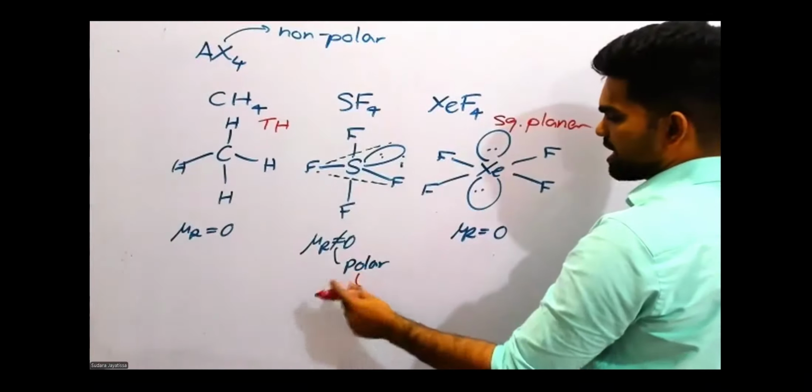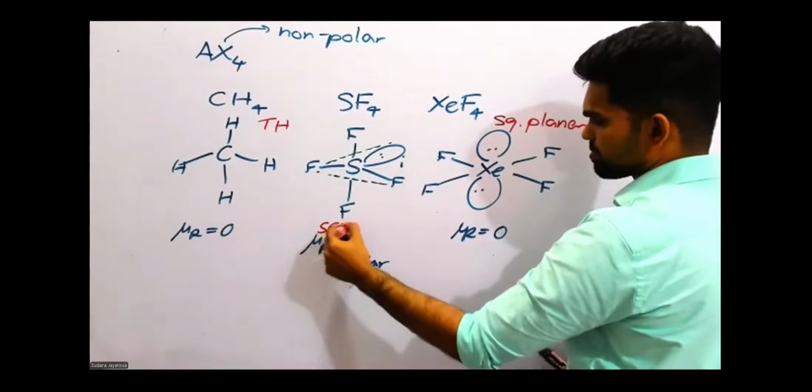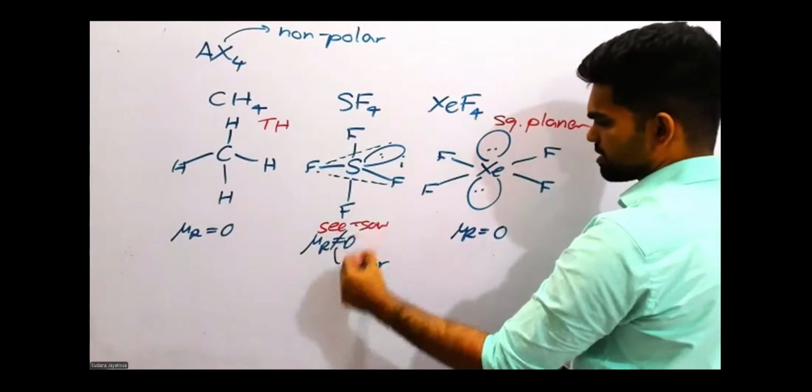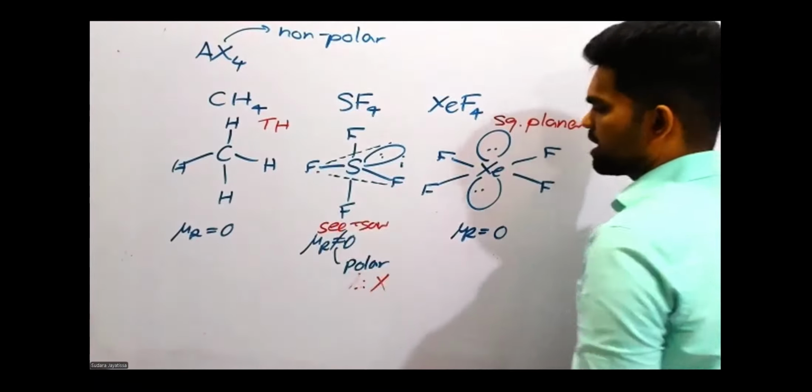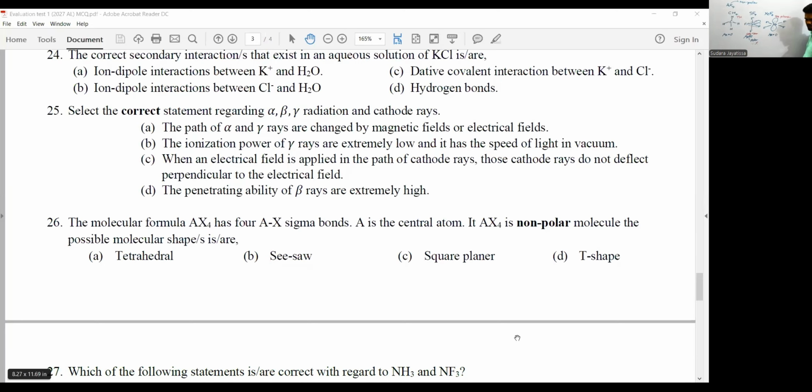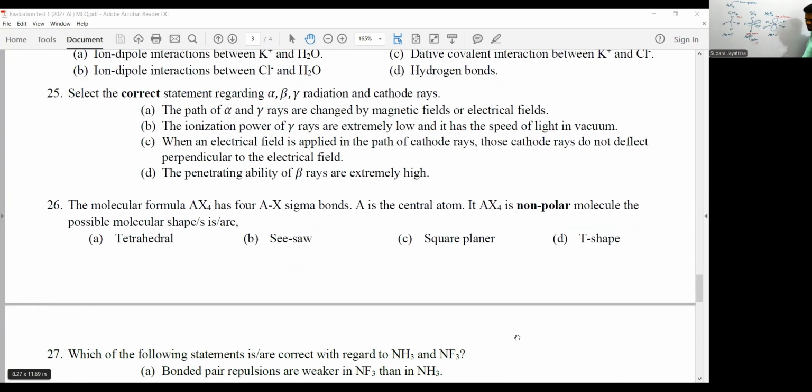Seesaw, it can't be seesaw, because it's not non-polar. Tetrahedral is there in answer A. Seesaw is wrong. And C is correct again, square planar. So A and C are correct. A and C are correct. The answer is answer 5, other combination.